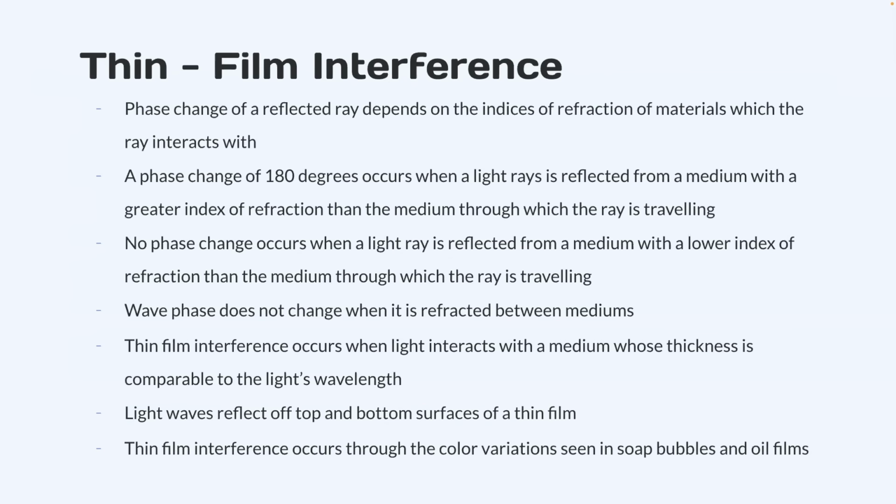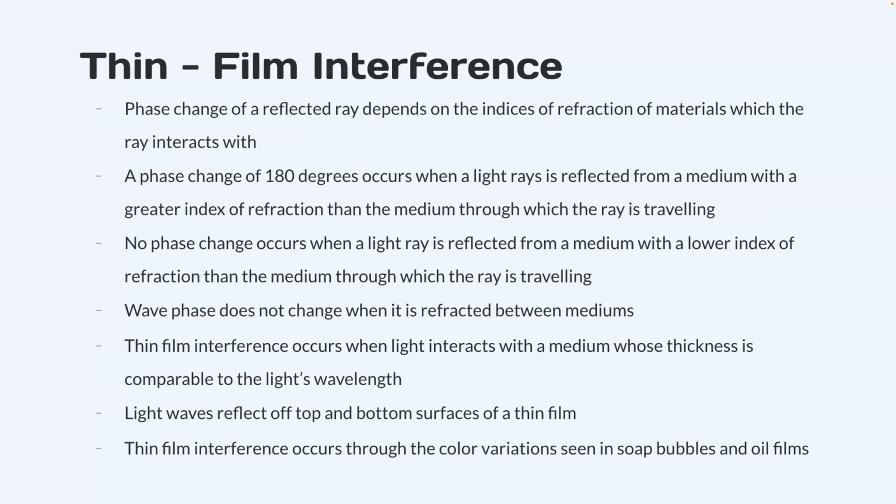Thin film interference. The phase change of a reflected ray depends on the indices of refraction of the materials with which the ray interacts. A phase change of 180 degrees occurs when a light ray is reflected from a medium with a greater index of refraction than the medium through which the ray is traveling. No phase change will occur when a light ray is reflected from a medium with a lower index of refraction than the medium through which the ray is traveling. And the wave phase will not change when it is refracted.